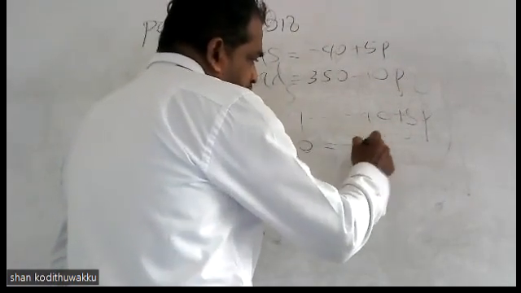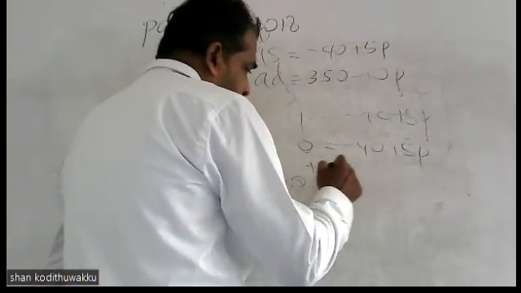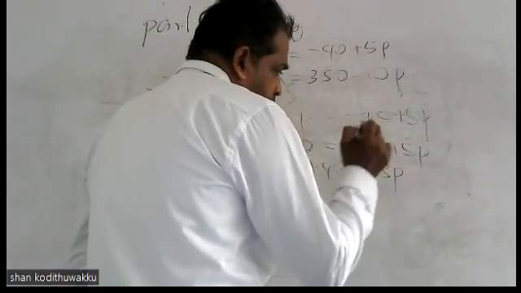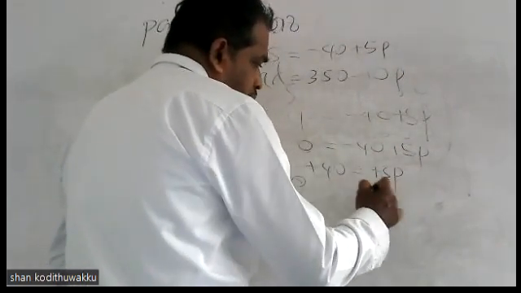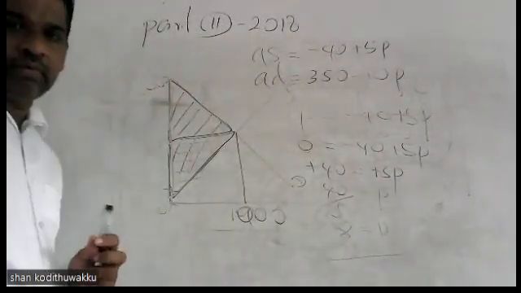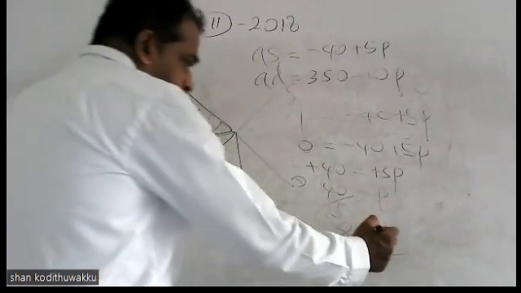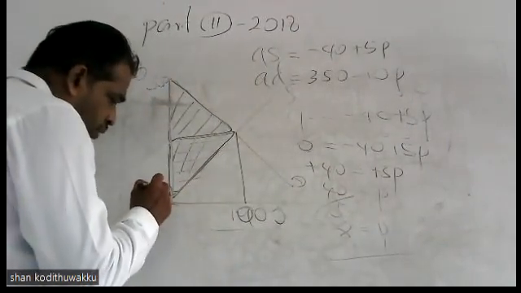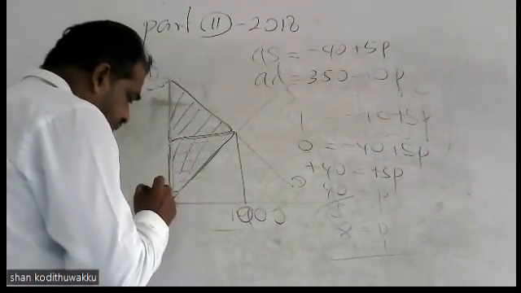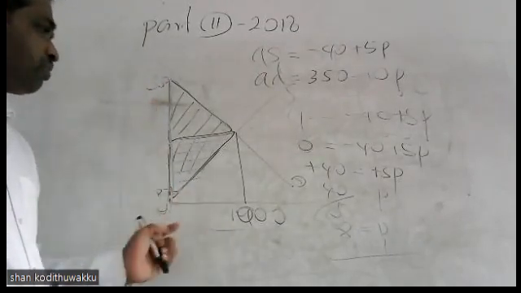Then minus 40 plus 5P equals zero. You take minus 40 to this side, then it becomes plus 40 equals 5P. For you to find P, you divide 40 by 5. Then P equals 8. So the lowest price at which the producers are ready to supply is 8. This is the lowest price, 8. Highest price is 35. Now we have found the lowest price and the highest price.